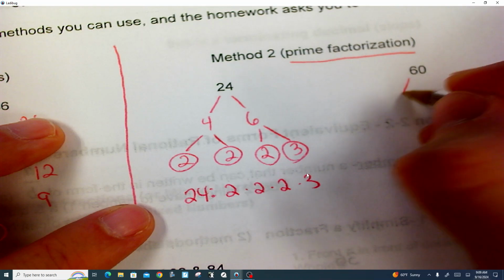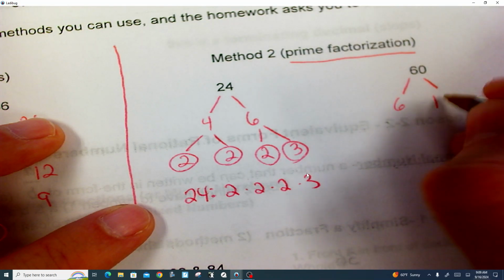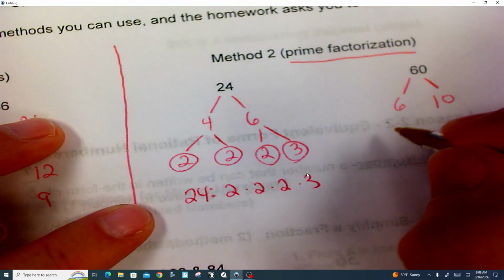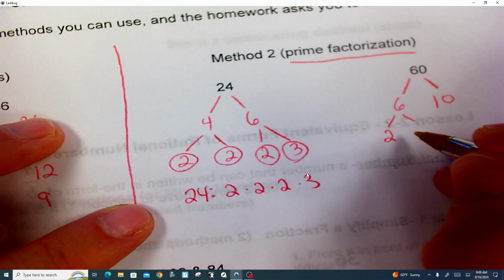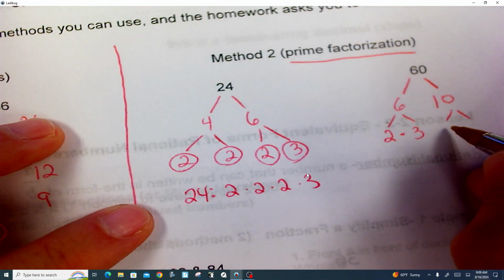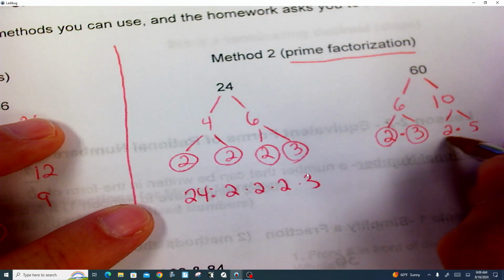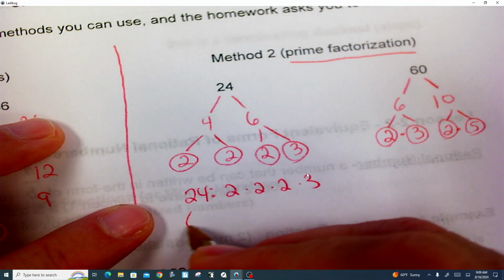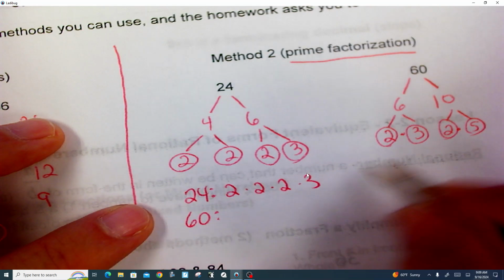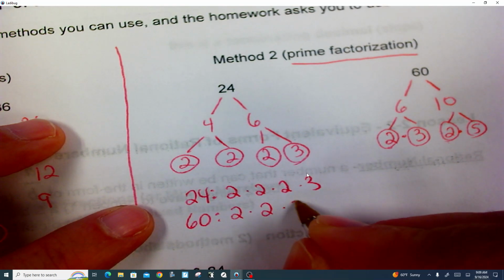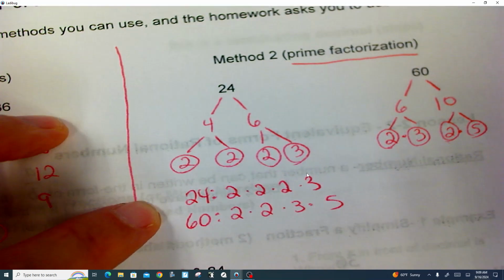We'll come right over to 60. We've got 6 times 10 because that's really easy, 6 times 10, right? Can we break 6 down, yes or no? 2 times what? 3. What about 10? 2 times 5. And so those are our prime factors. Come right down here and write them in order least to greatest. 2 times 2 times 3 times 5.